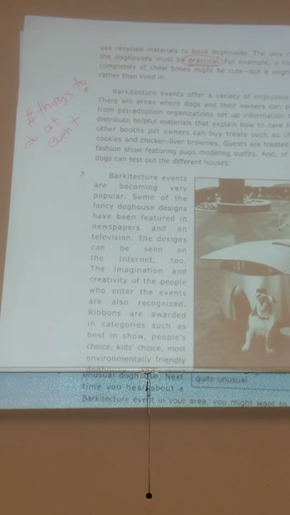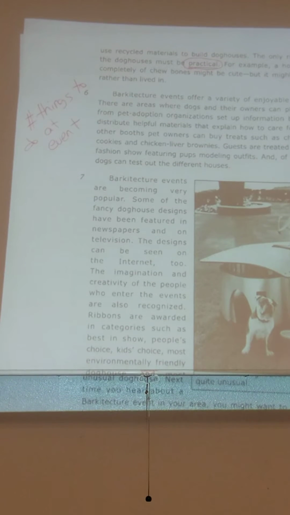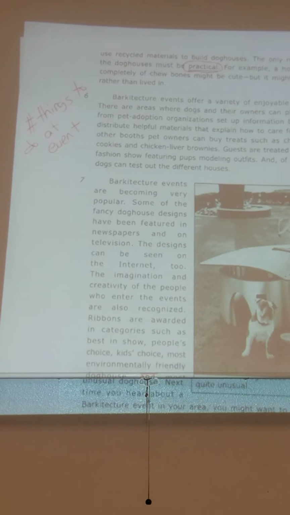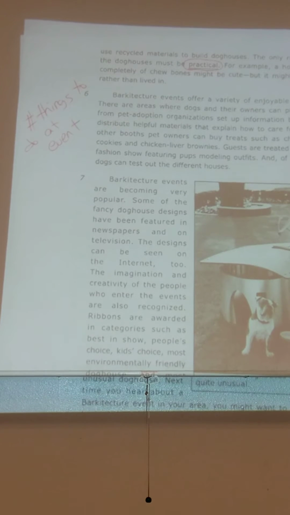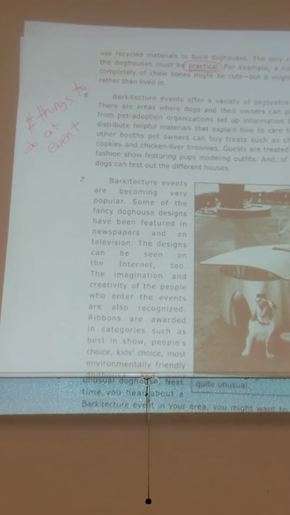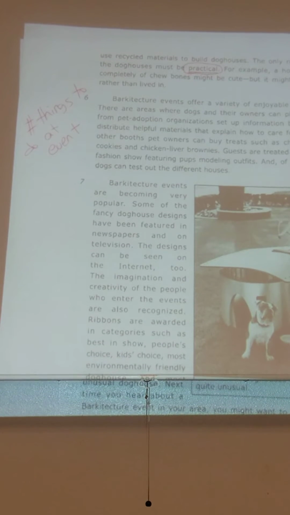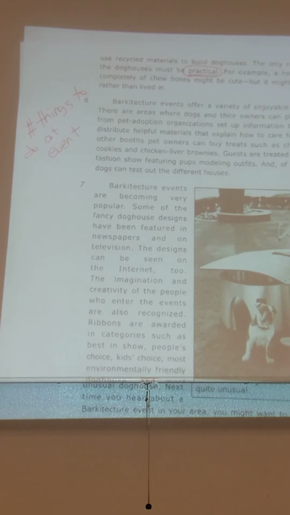Okay, and our last one, ready? Barkitecture events are becoming very popular. Some of the fancy doghouse designs have been featured in newspapers and on television. The designs can be seen on the internet too. The imagination and creativity of the people who enter the events are also recognized. Ribbons are awarded in categories such as Best in Show, People's Choice, Kids' Choice, Most Environmentally Friendly Doghouse, and Most Unusual Doghouse. Next time you hear about a Barkitecture event in your area, you might want to attend. You'll be amazed at what you see, and your canine friend will enjoy it too.